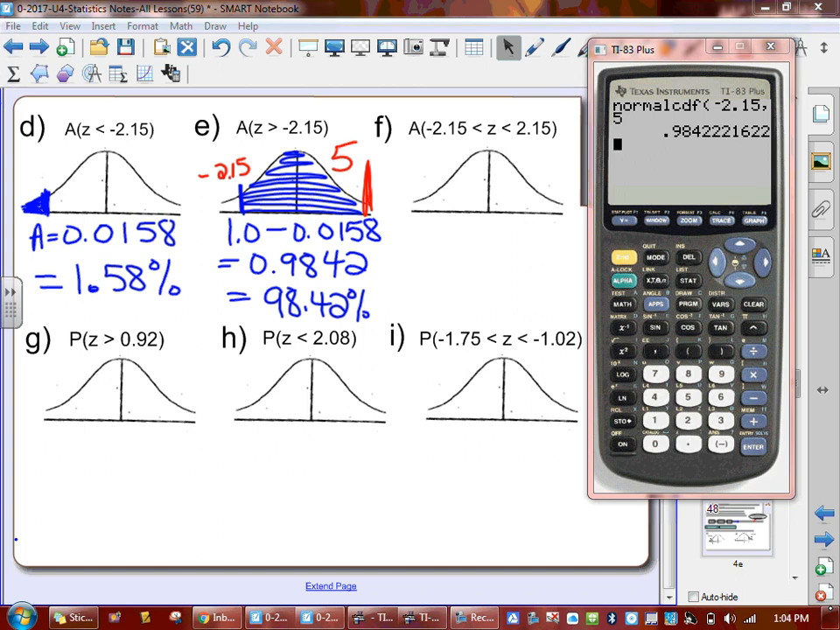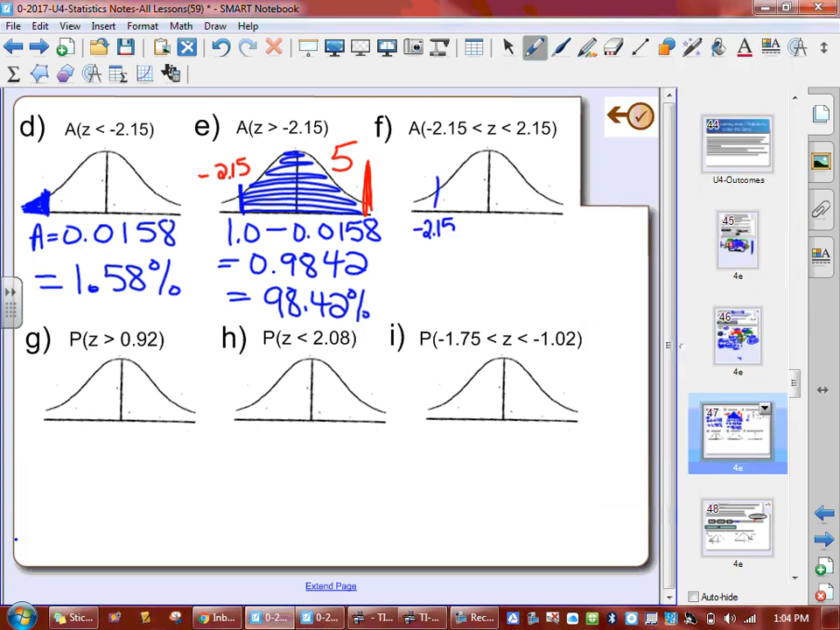Now what do you know about letter F? Does it want me to shade to the left of that number, to the right of that number? What does it want me to do? Shade in between them. Perfect. So I need to find -2.15, +2.15, and I'm going to shade all the information between them. Now, we know that between -2 and +2, we get 95.4% of data. So this number I'm getting should be more than 95% because my numbers are a little bit bigger than 2 and -2. So let's take a look and make sure.